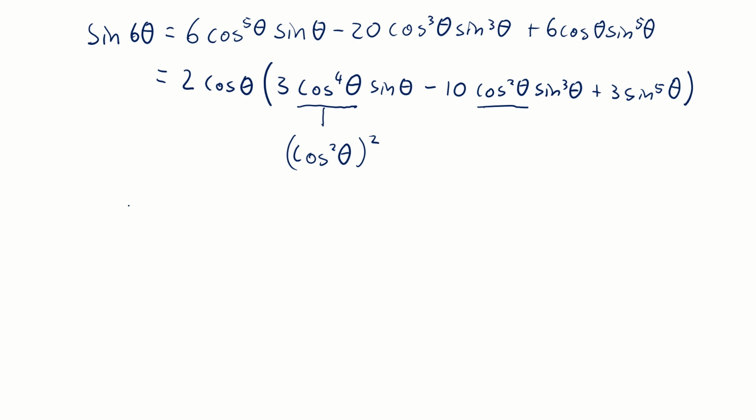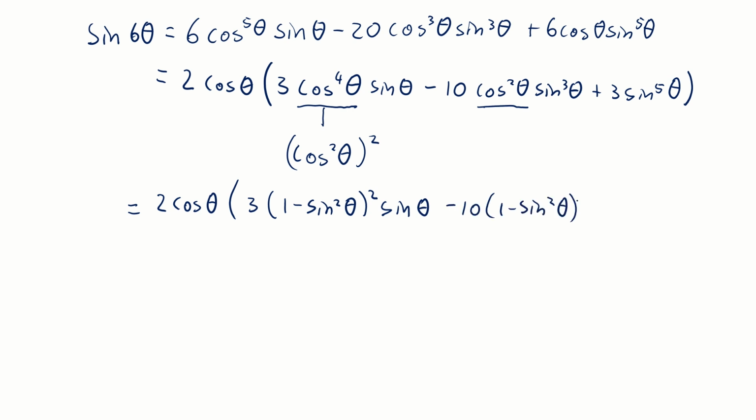So our expression is going to be 2 cos theta, lots of 3, lots of 1 minus sin squared theta, all squared, times by sin theta. Then we have minus 10, 1 minus sin squared theta, lots of sin cubed theta, and then we've got the plus 3 sin to the power of 5 theta. Now this part is the most tedious part of the question because it is just now multiplying out a load of brackets. But hey, whatever. It's marks. You do get given the time to do it in the exam. Just be really careful when you're doing it.